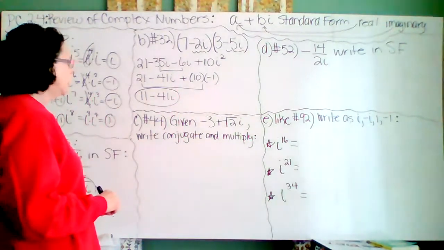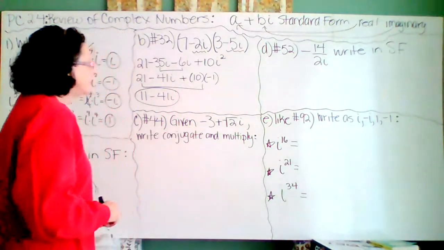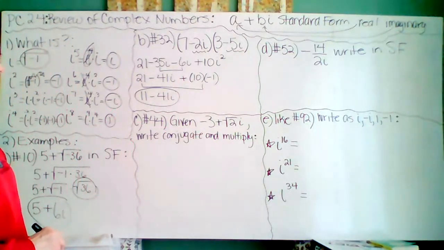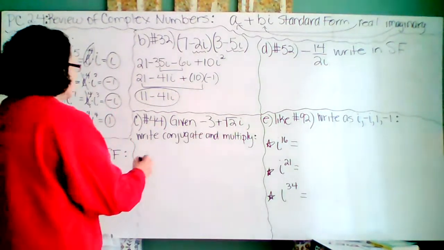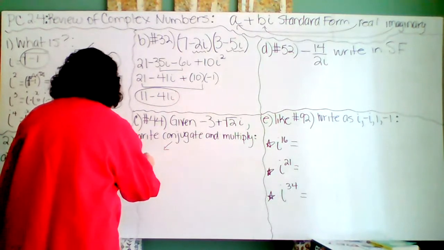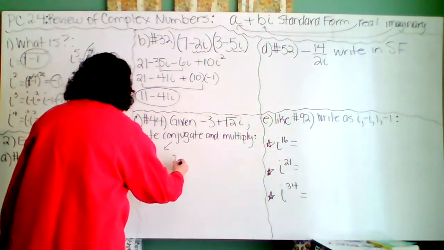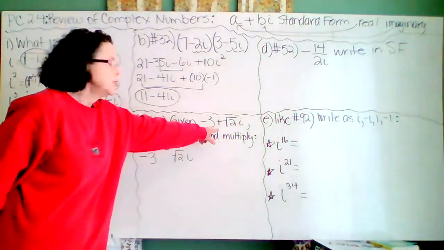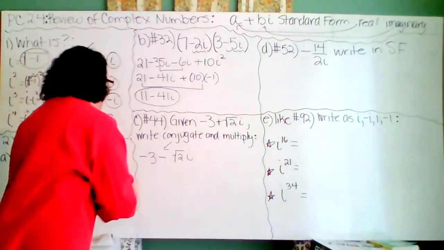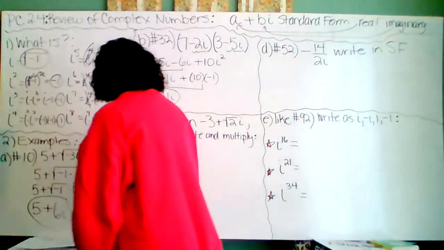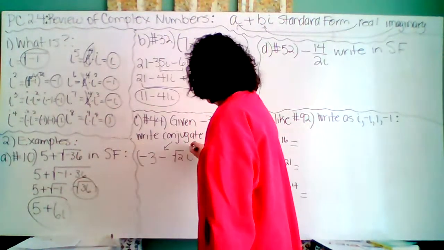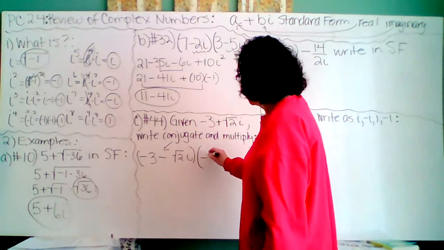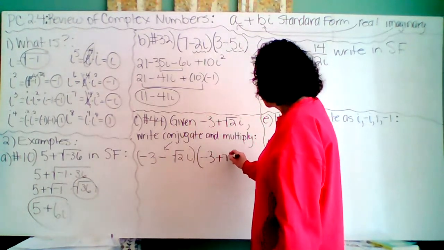On 44, given negative 3 plus the square root of 2i, write the conjugate and multiply. So first of all, the conjugate is just the same terms with the opposite sign in between. Instead of a plus, I'll have a minus. Here's the conjugate, and they want us to multiply it by the original expression.